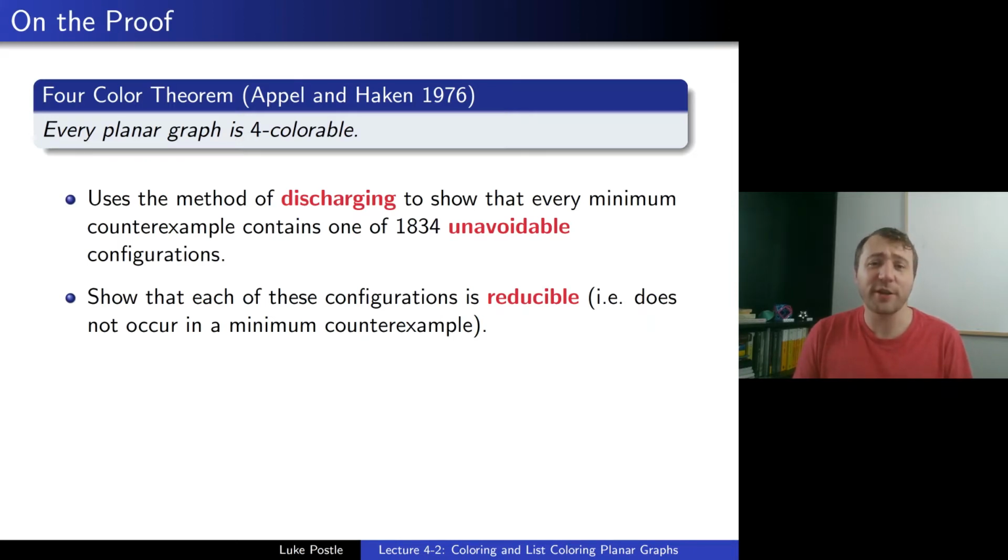So you'd actually argue that each of these configurations is reducible. That it does not occur in a minimum counterexample. That you can do some combination of identifying vertices, deleting edges, etc., that will then, if you have a coloring of a smaller graph, extend to a coloring of the larger graph. So again, an art form, a combination of discharging to show that these are unavoidable and reductions to show that they can't actually happen in minimum counterexamples.